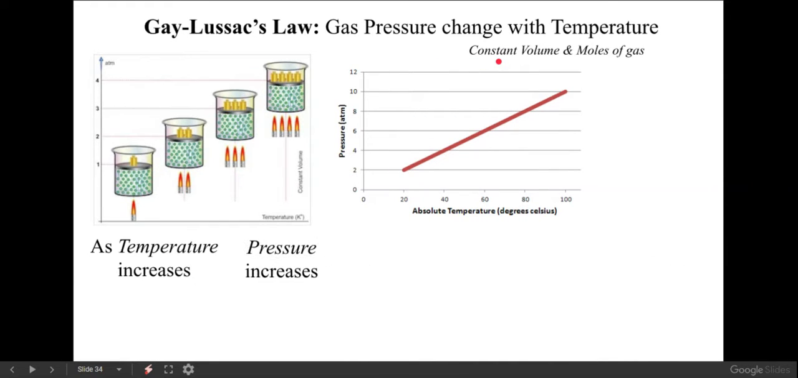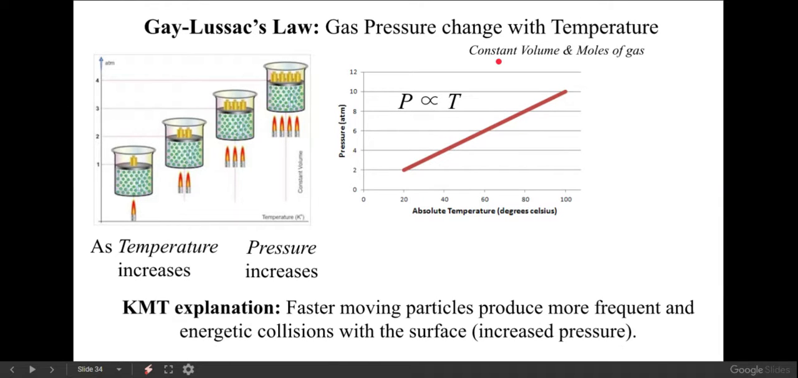So as temperature goes up, pressure goes up. Again, they're directly proportional, and we can easily say, going back to this equation, the force is going to go up, and if it's not the area changing, it's the pressure.